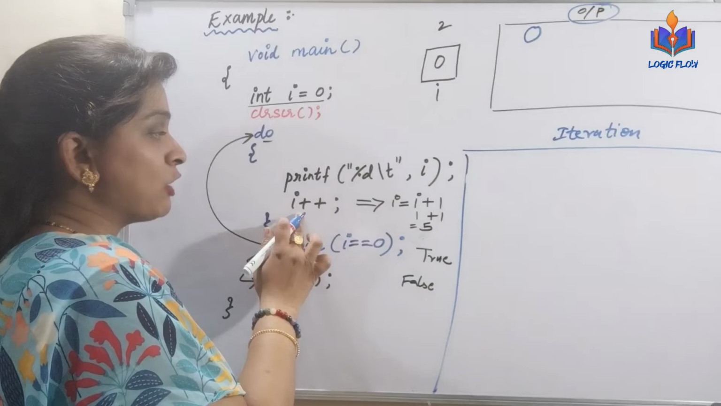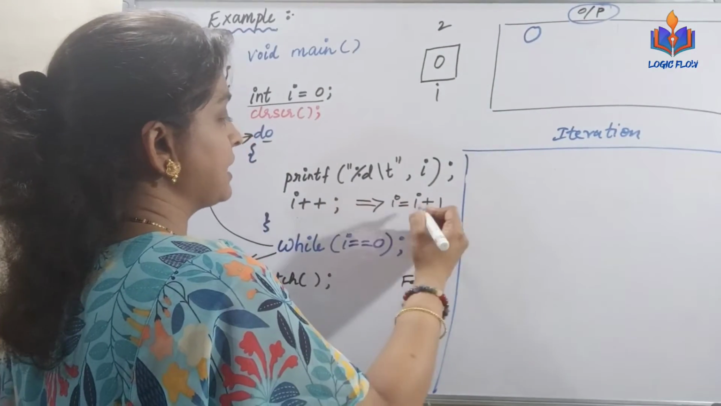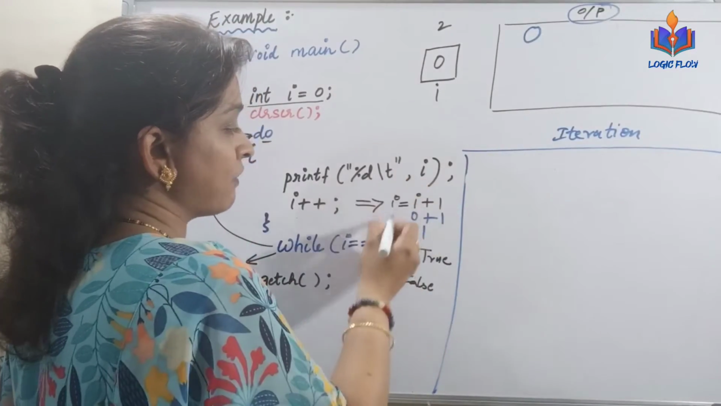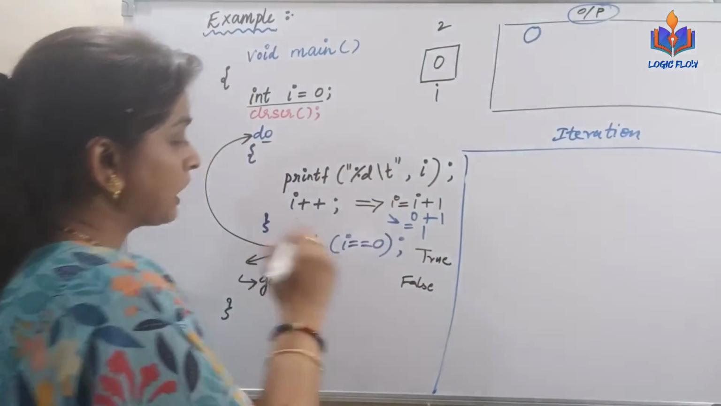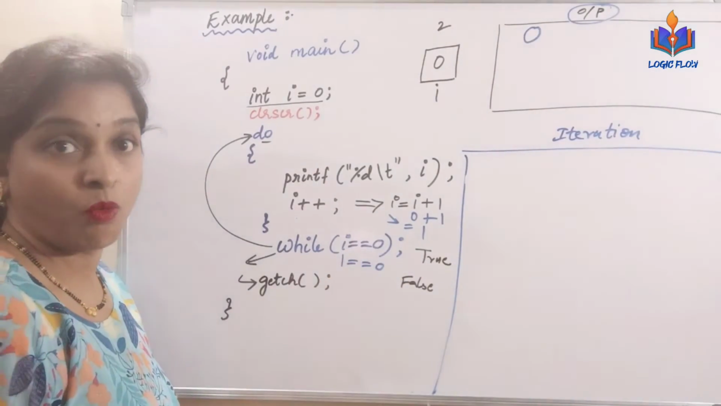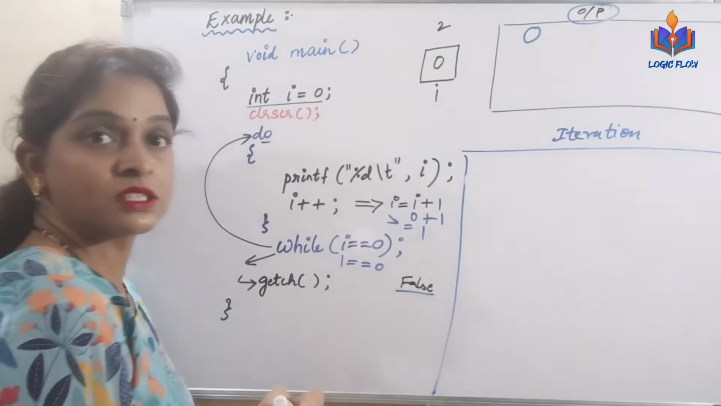Then I'll increase the value of i. So it is i equal to i plus 1. i is 0, 0 plus 1, it is 1. So i value is 1. Now check the condition. Is 1 equals to 0? No. The condition evaluated as false.